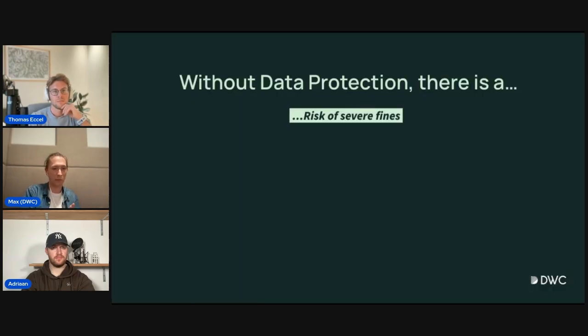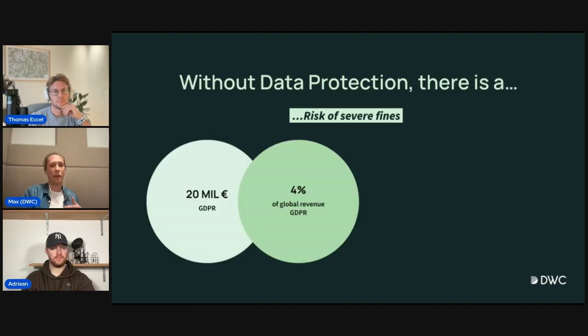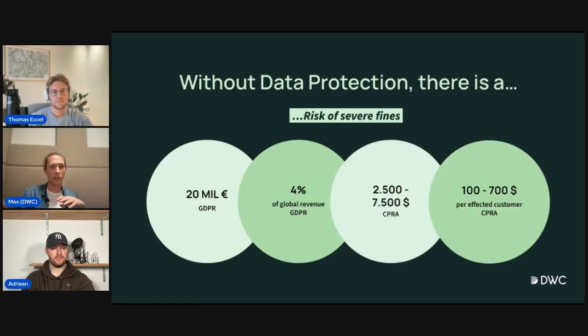And this is what most people are afraid of when they're implementing a consent banner. They're thinking about this big maximum fine in GDPR, which is 4% of the global revenue, or the equivalent in the US, which is 2.5 up to 7,500 euros per affected customer. And everyone's afraid: if we do something wrong with our consent banner, we need to pay this significant amount of money. So we need to make sure that our consent banner is working.